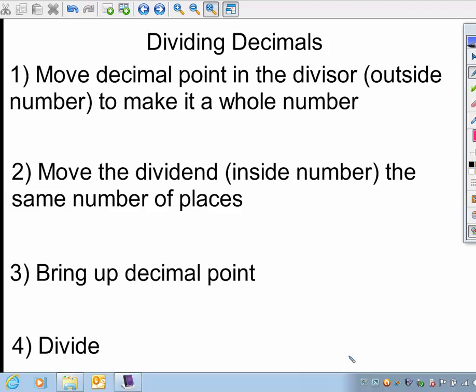Hello students. Today we're going to talk about dividing decimals by decimals. We've talked before about just dividing decimals by whole numbers, and we talked about how the outside number always has to be a whole number. If it's not, we have to turn it into one.